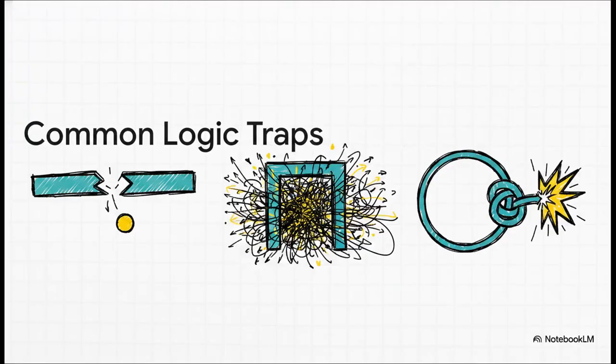Finally, let's look at Section 5, debugging common logic traps. When your code breaks, I promise you, it is rarely a ghost in the machine. It's almost always a flaw in our logic. These are the classic traps you need to watch out for. First up, wrong relational operators. Using greater than instead of greater than or equal to can completely throw off your boundary.